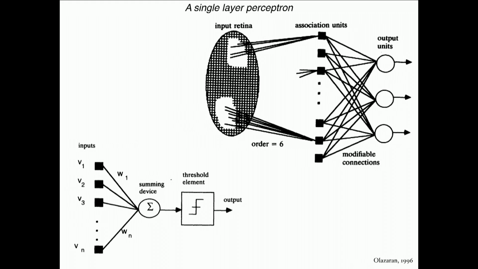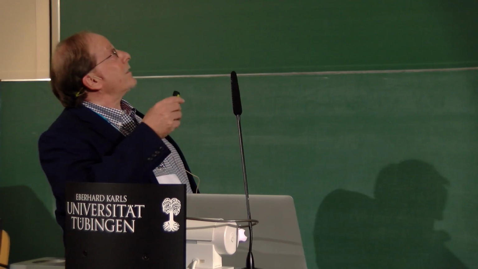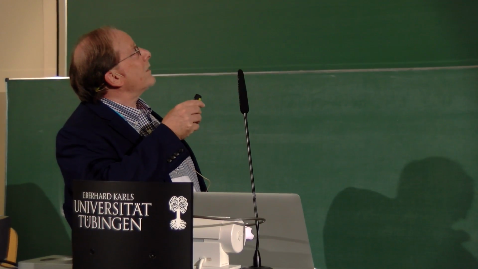It looks like it has two layers, but this first set of connections is not modifiable. The key aspect of a single layer perceptron is the set of modifiable connections, which connect a bunch of inputs to output units. This is the structure of one such unit. It's a very familiar architecture for anybody who's looked at neural connections or neural networks. It's a set of feed-forward connections with different weights, a summing device, and a threshold of some kind, leading to an output.